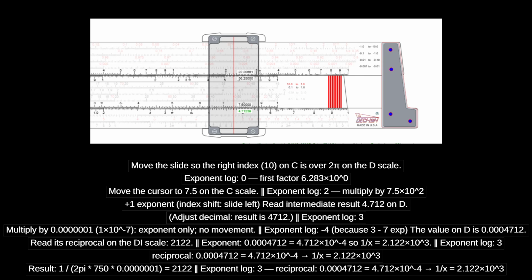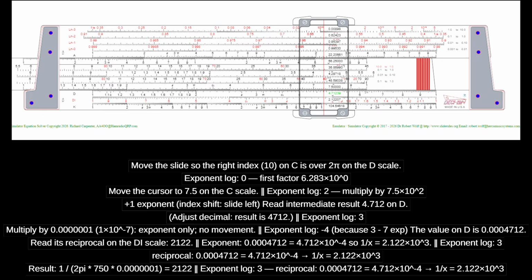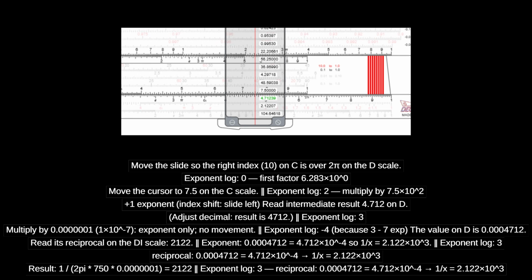We don't move anything from here on out. We're going to multiply it by the capacitor value. Remember, our capacitor is a 0.1 microfarad capacitor. So that's 1 times 10 to the minus 7th. There's no movement. And we end up with an exponent log of minus 4 because the original exponent was 3. We're subtracting 7.